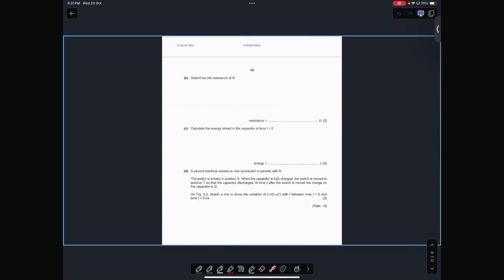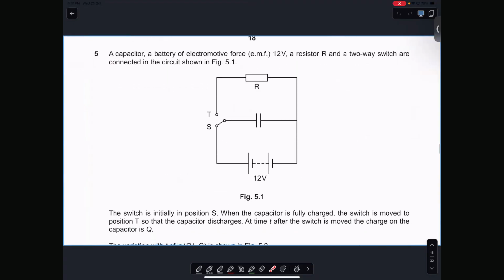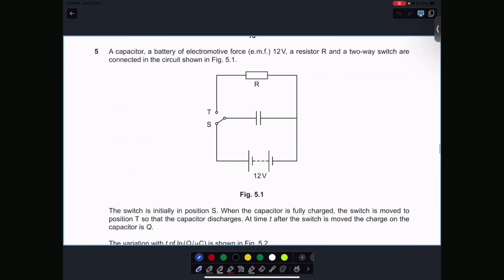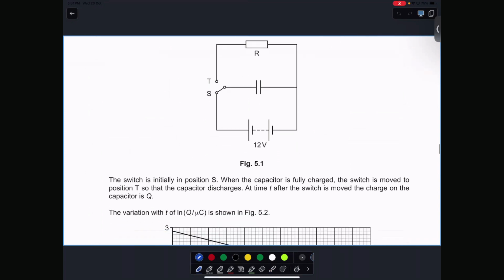Okay, let's try this. That's a good question. So a capacitor, a battery of EMF 12 volts and a resistor of R is connected in a two-way circuit. Do you understand what the two-way circuit is? Is that the example I showed at the start, the animation, right? So two-way is basically you can charge, discharge, right? The switch is initially in the position S and the capacitor is fully charged. So the capacitor gets fully charged here.